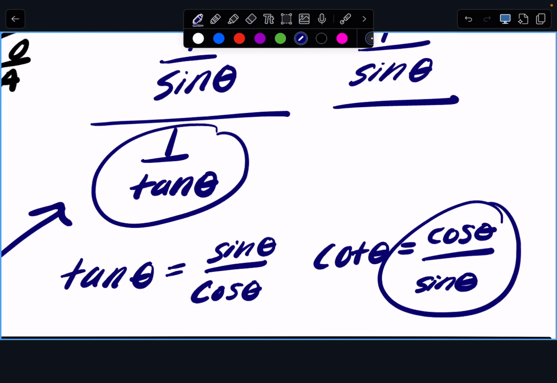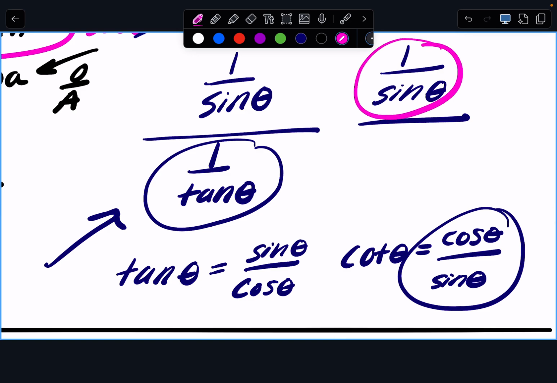So would I choose that or would I choose that? I don't know. Here's what you know. Look at what you see on top. Are you seeing tangents or sines? You're seeing sines. So wouldn't it be wiser to choose this? Sines can simplify with sines, right? So this might be a wiser choice: cosine theta over sine of theta.